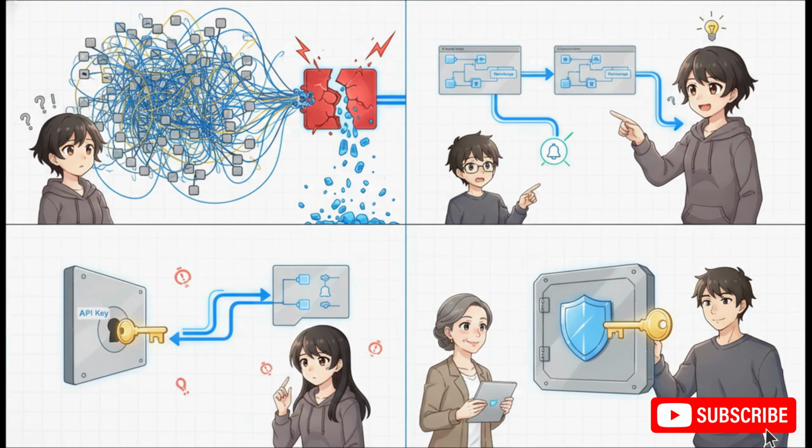Okay, pro tip number 1. Don't build these massive, complicated spaghetti workflows. Break them down into smaller, more manageable sub-workflows. Second, and this is a big one, always include error handling. APIs go down, data formats change, your workflow needs to know what to do when things go wrong. And finally, please, never paste your API keys directly into a node. Use n8n's built-in encrypted credential manager to keep them safe and sound.